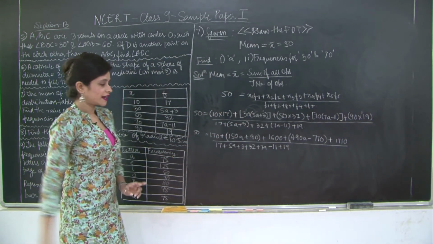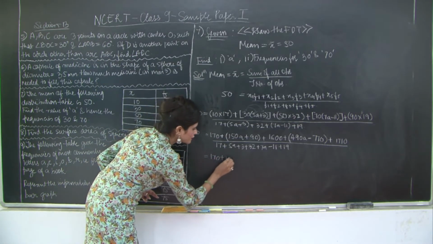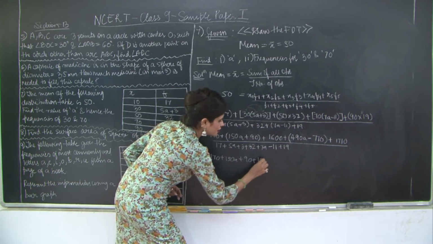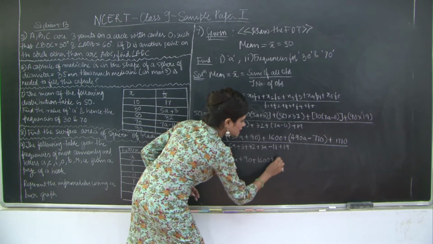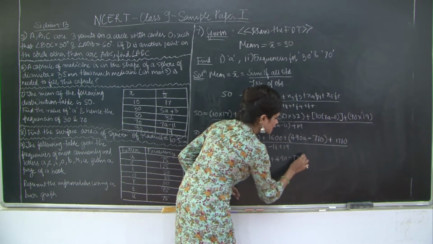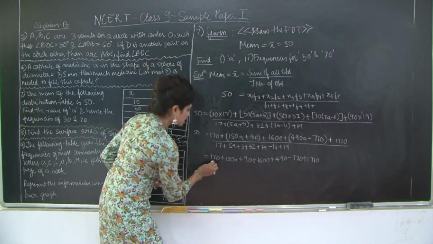Now let's open the bracket on the top. So this is going to be 170 plus 150a plus 90 plus 1600 plus 490a. Then plus into minus gives me a minus. So minus 770 plus 1710. Right?